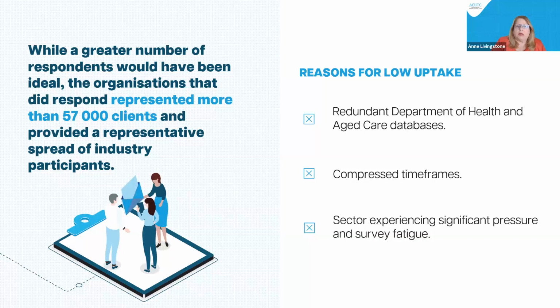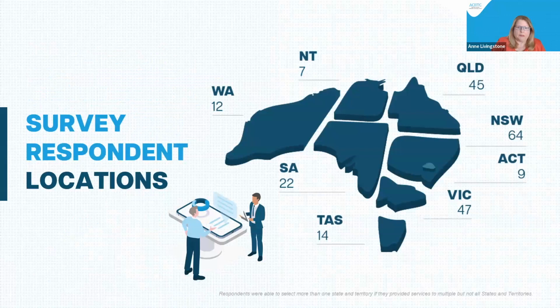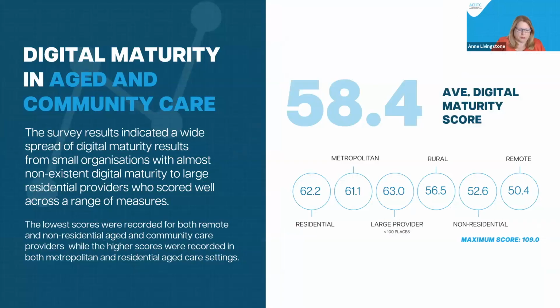But we do acknowledge that we did have those problems. Compressed timeframes made it difficult for us, but also we struggled with many redundant department databases, and that had a net effect. But in the end, you can see from this slide, we had representation from every state and territory. So what about the survey? Let's go straight into what the survey results indicated.